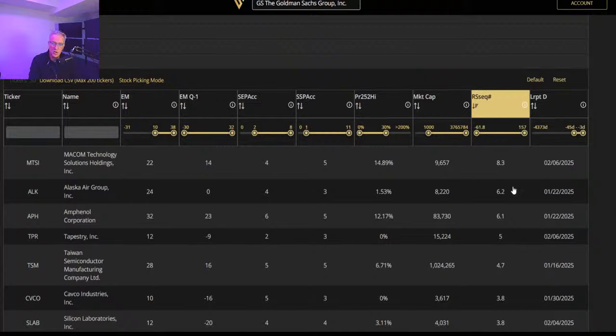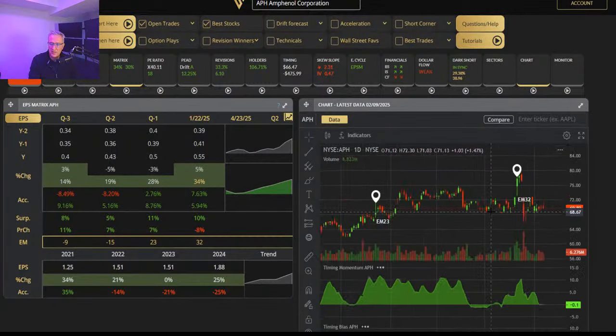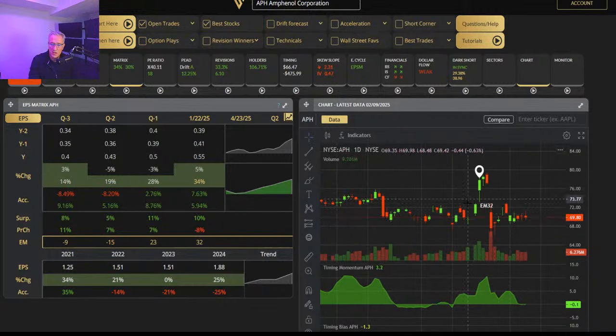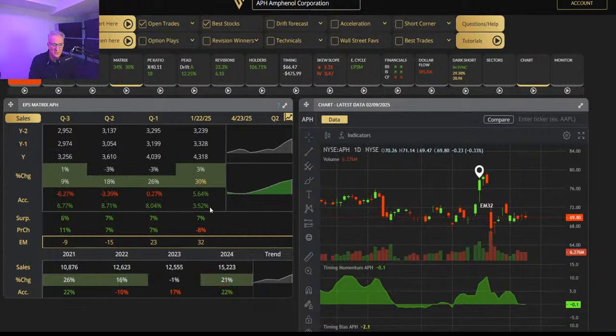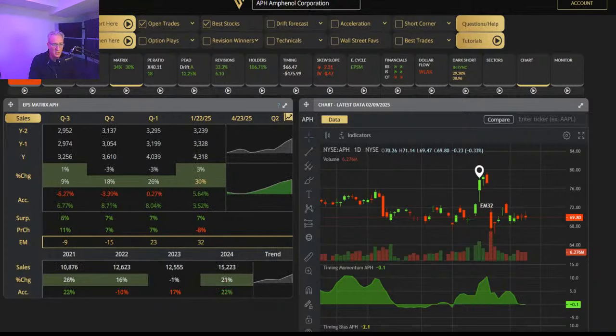What I'm going to do is sort by the change in revision score, right? So Amphenol, for example, APH. Look at this. No gap. Well, a little bit of a gap here, tiny, but what we can see is earnings per share growth 19, 28, 34, accelerating 5, 8, 5, 16. Sales 3, 8, accelerating 4, 5 quarters in a row. That's pretty impressive. It's also surprised the market several times in a row in sales as well, so that is impressive.